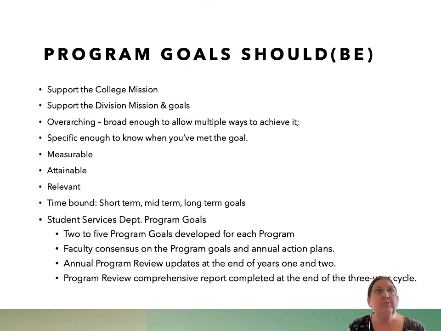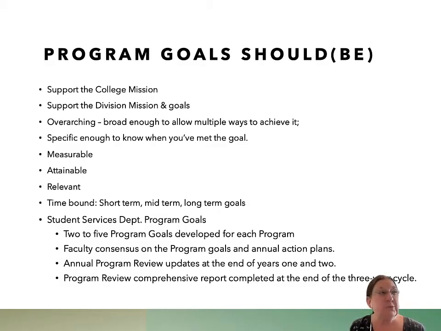So what should program goals look like? First of all, they should always support the college mission. They should always support your division mission and goals. They should be overarching in the sense that they're broad enough to allow multiple ways to achieve them. You don't want your goals so specific that it's impossible to achieve, but they should be specific enough so that you know when you've met that goal.